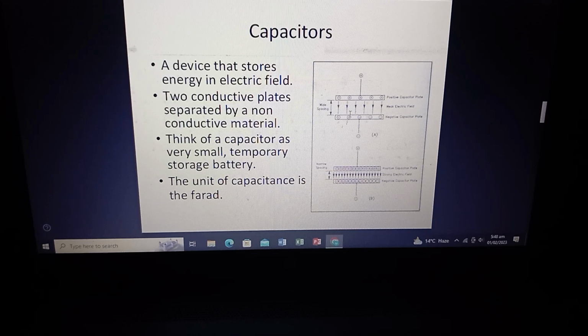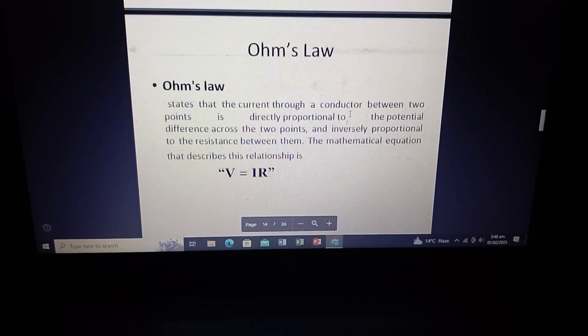The last one is capacitors, a device that stores energy in an electric field. The main function of a capacitor is to store energy in an electric field. It is two conductive plates separated by a non-conductive material. Think of a capacitor as a very small temporary storage battery. The unit of capacitance is farads.